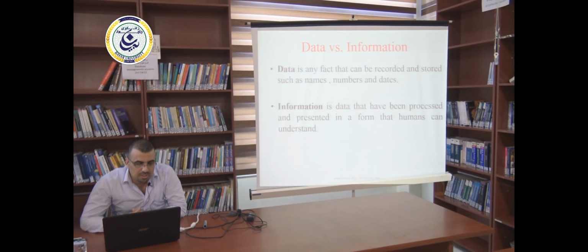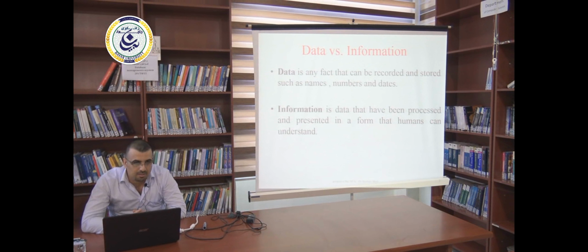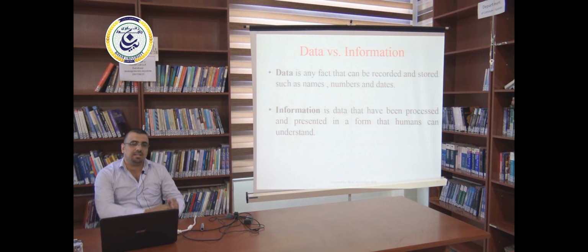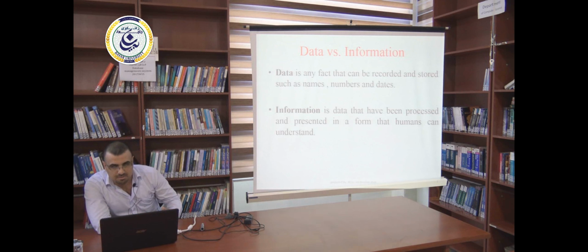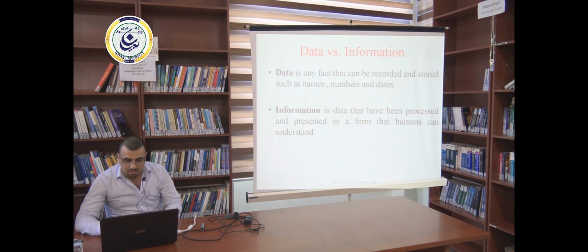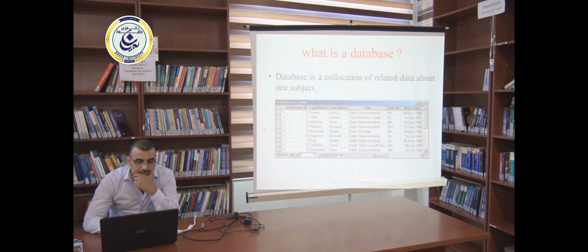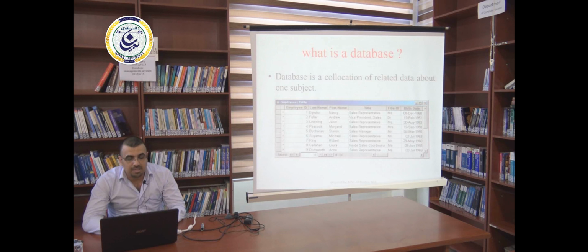So the second question is, what does information mean? And what is the difference between data and information? Actually, the information is data that has been processed. For example, let's suppose we have this table. This table discusses the employees, the information about the employees. Each employee has its own ID, name, first name, title, and birth date. So let's suppose the first name of the first employee is Ahmed.